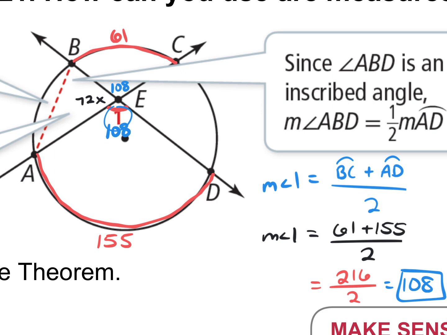Okay, so to find the angle on the inside of a circle with the two arcs, you're going to do the average of the two arcs. Okay.